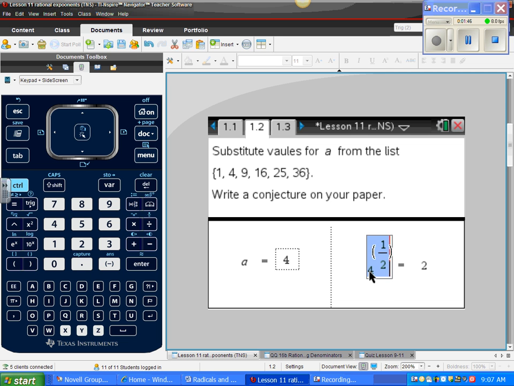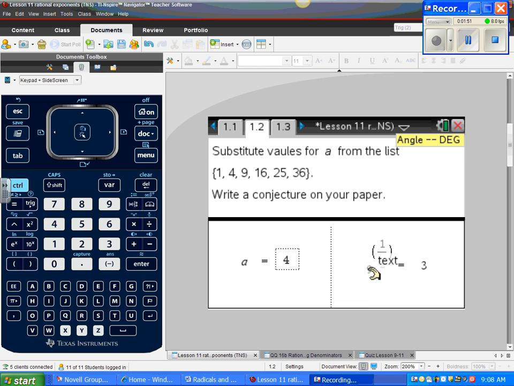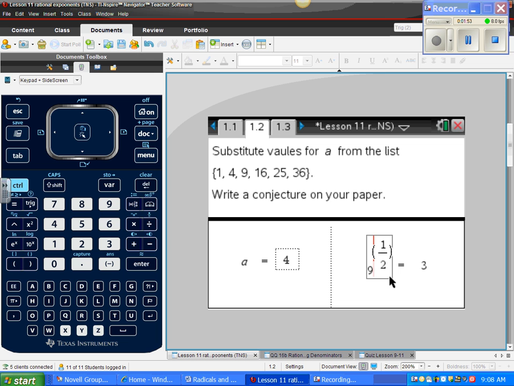Okay, so now I'm going to make this a 9, and we get, okay, so we know 9 is 3. 16 will be 4. Very good. What do you think 25 is going to be? Why do you think it's going to be 5? It's going to be the square root. Okay, so is that our conjecture? We're thinking that anything to the 1/2 power becomes what? It's square root. Very good.